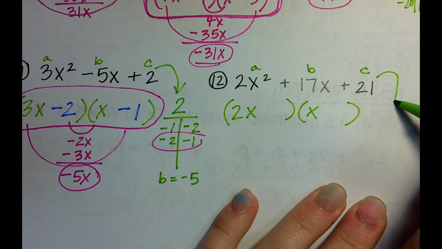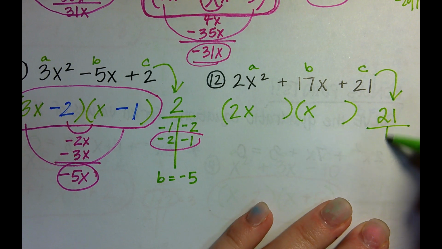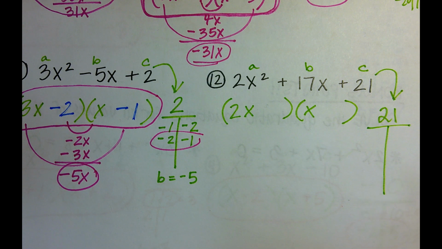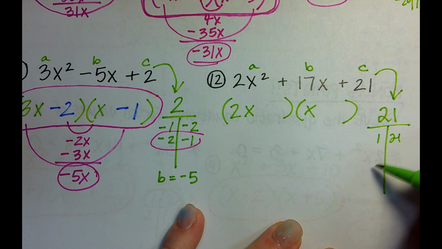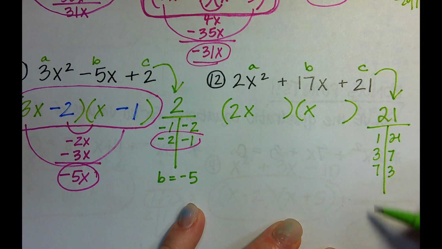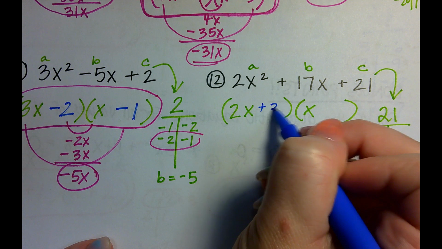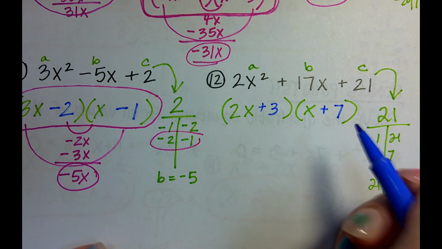Now let's look at the factors of C. 21. Got 1 and 21, 3 and 7, 7 and 3, 21 and 1. 3 and 7? All right, let's try that. Plus 3, plus 7.